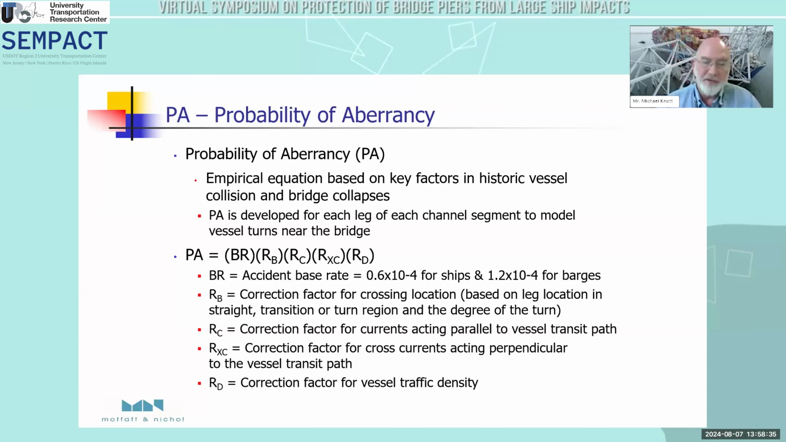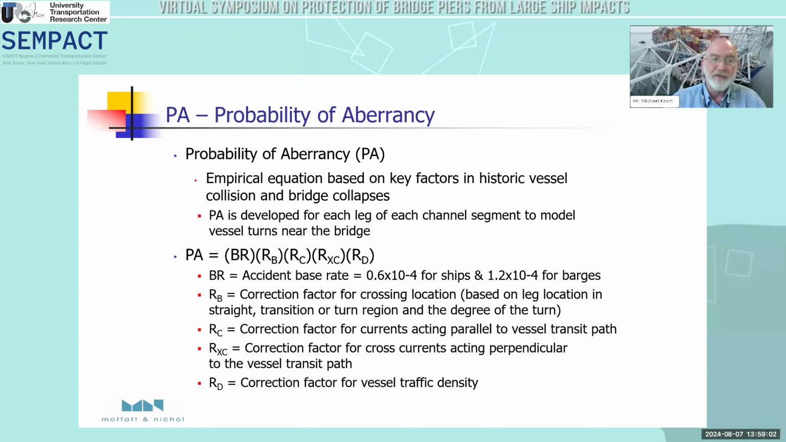So then there's a relationship here for probability of aberrancy. There's a base rate for collisions, different one for ships than for barges. There's a correction factor for if your bridge is located near a turn, how steep that turn is. There's a correction factor for currents acting parallel to the vessel transit path, a correction factor for cross currents that want to push the vessel sideways, and a correction factor for vessel traffic density.